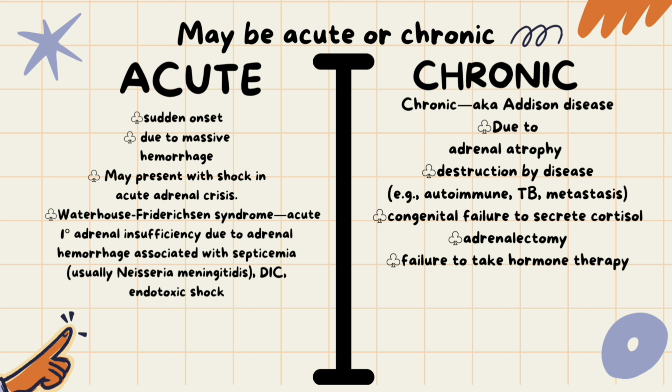Waterhouse-Friderichsen syndrome. Acute primary adrenal insufficiency due to adrenal hemorrhage associated with septicemia, usually Neisseria meningitidis, disseminated intravascular coagulation, as the sepsis triggers widespread activation of coagulation and also contributes to the development of endotoxic shock due to the release of bacterial endotoxins. Chronic, also known as Addison disease, due to adrenal atrophy. Destruction by disease, e.g. autoimmune, TB, metastasis. Congenital failure to secrete cortisol. Adrenalectomy. Failure to take hormone therapy.